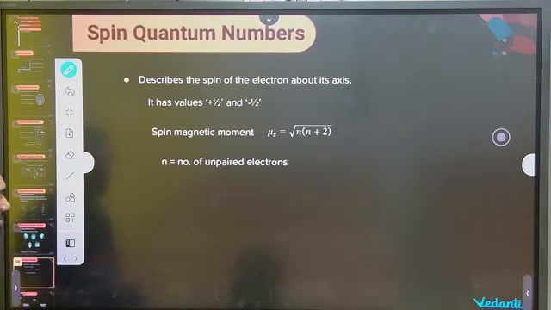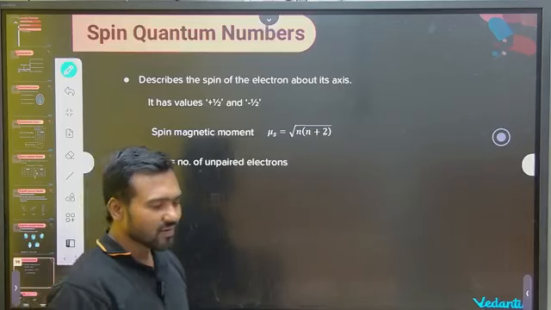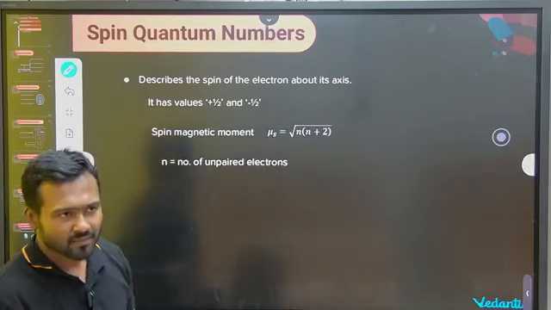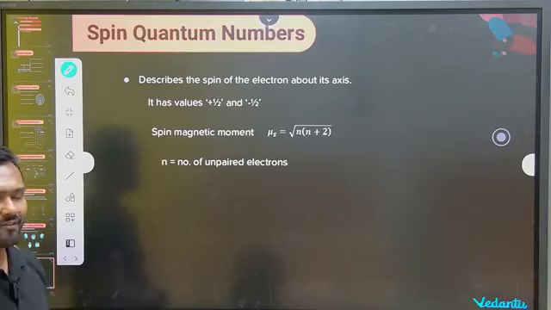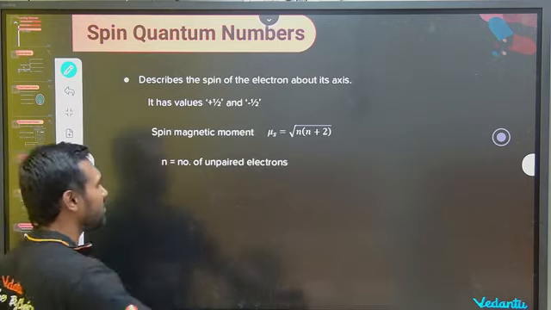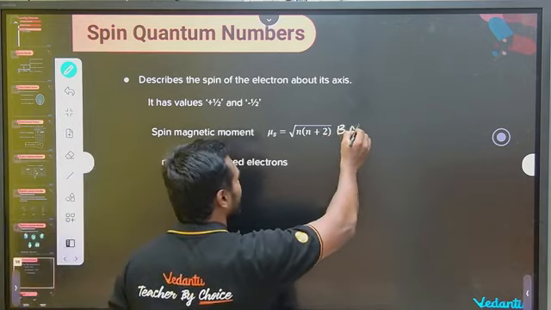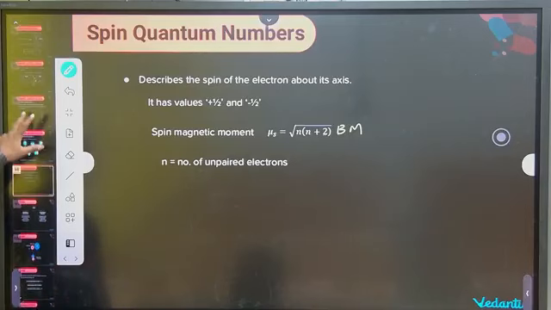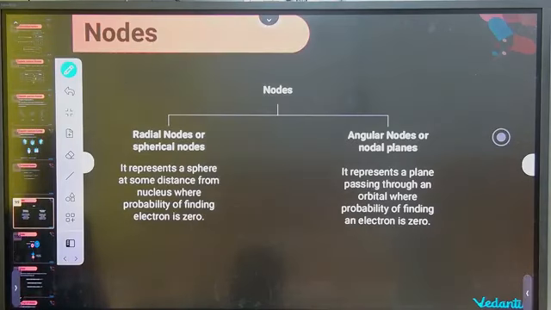Next, spin quantum number. Anyway, you know this one. Clockwise spin, anti-clockwise spin, that is upward arrow, downward arrow, plus half, minus half, right? And spin magnetic moment, that is mu is equal to under root n into n plus 2 BM, Bohr magneton, for the magnetic compounds, whichever is having unpaired electrons. Nodes, we are having 2 types of nodes, radial nodes and angular nodes.